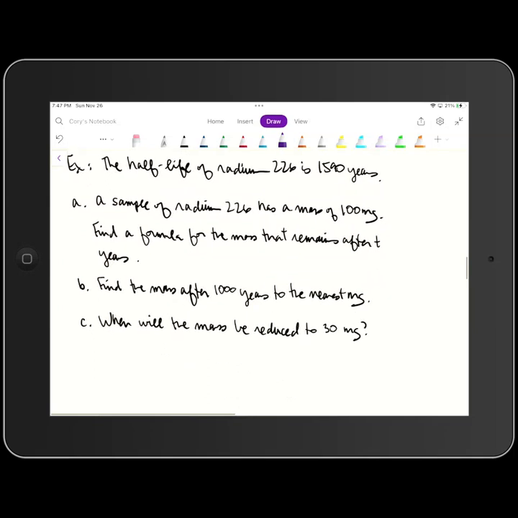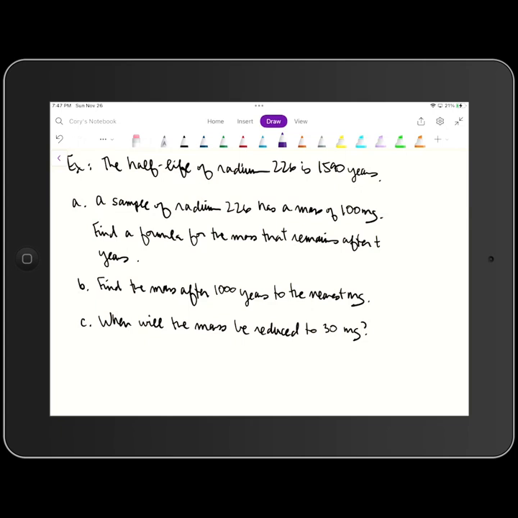Okay, let's move on to another type of exponential decay function, a half-life problem. So directions here say that the half-life of radium-226 is 1,590 years. You guys have all taken chemistry, so you know what half-life is. Half-life is the amount of time it takes for a radioactive substance to reduce to half of its starting mass. Okay, so the half-life of radium-226 is 1,590 years.